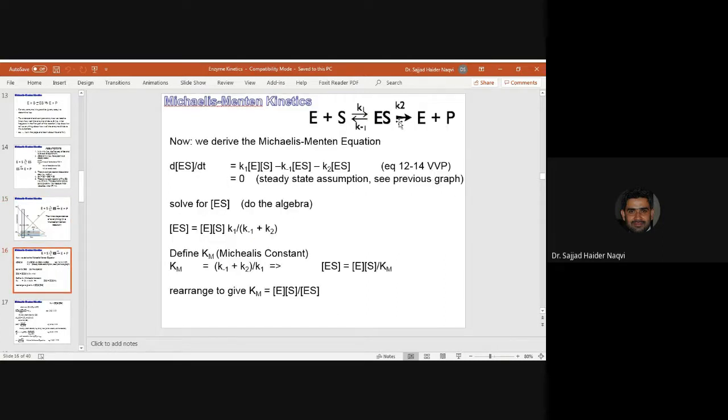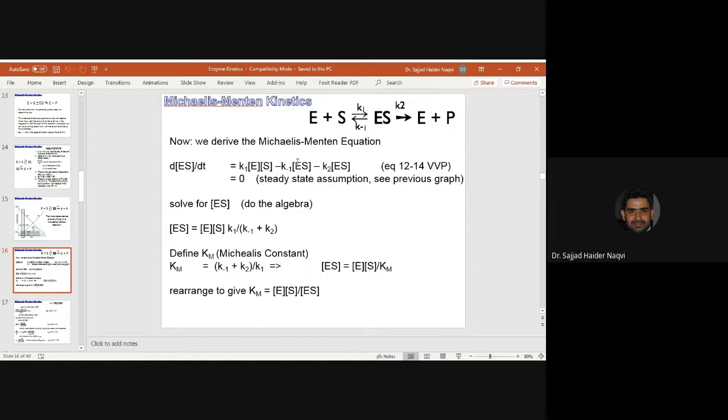So this is the key equation that we are considering in Michaelis-Menten. Now we know that the change of the enzyme substrate complex with reference to time is equivalent to enzyme concentration multiplied by the substrate concentration, K1, minus the reverse reaction, which is K minus 1. The reverse reaction is the dissociation of the enzyme substrate complex, and then minus K2, which is the last step of formation of enzyme and product. So this velocity here is being defined as the combination of these three.